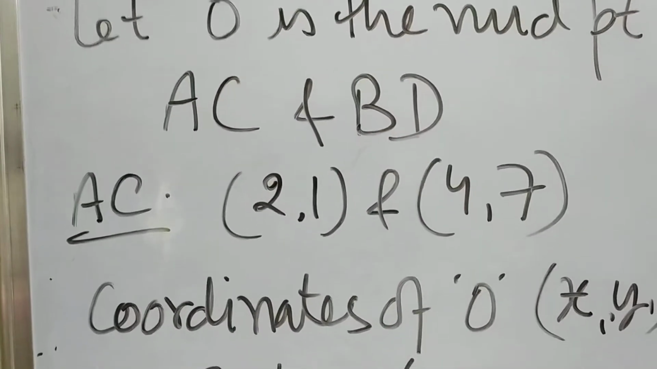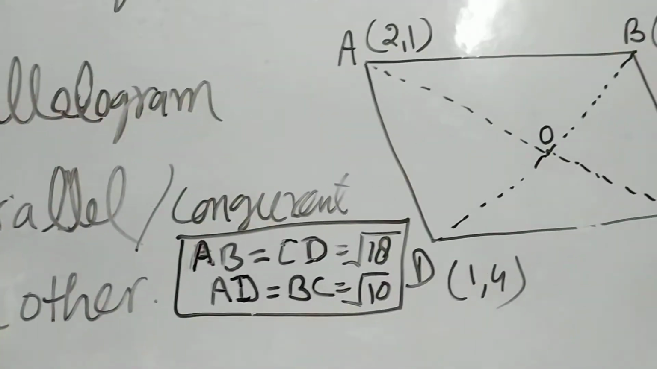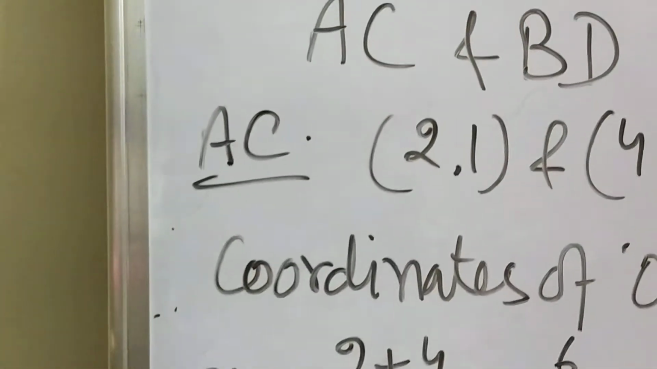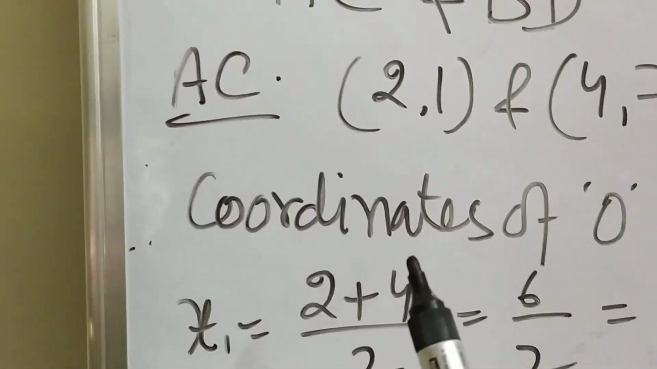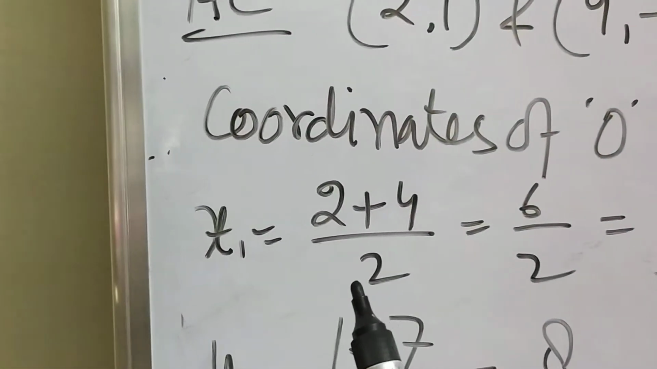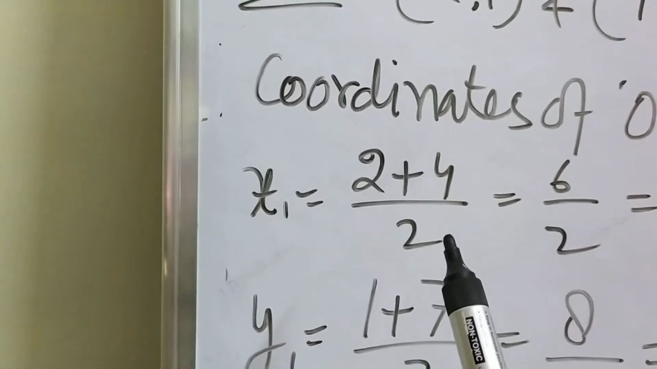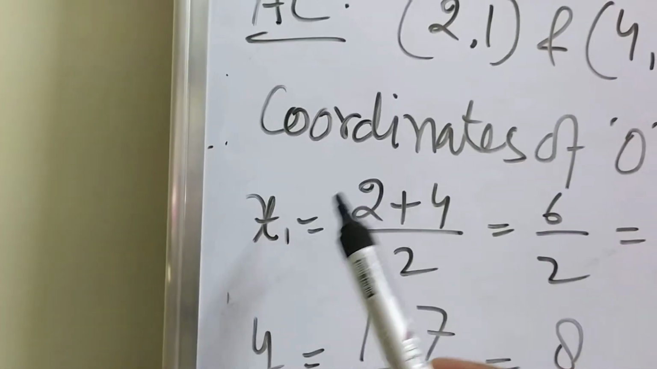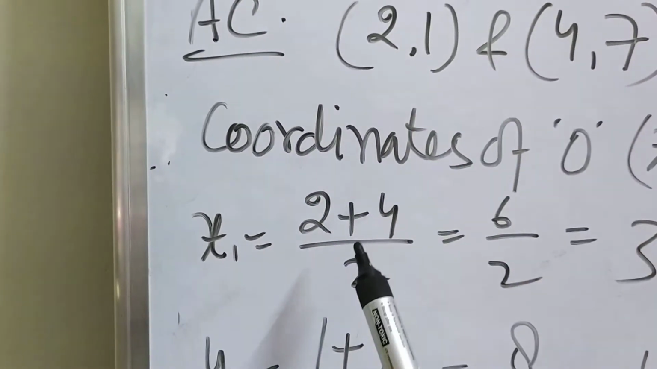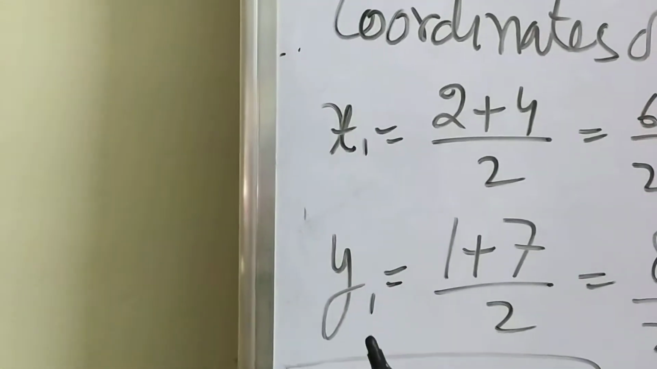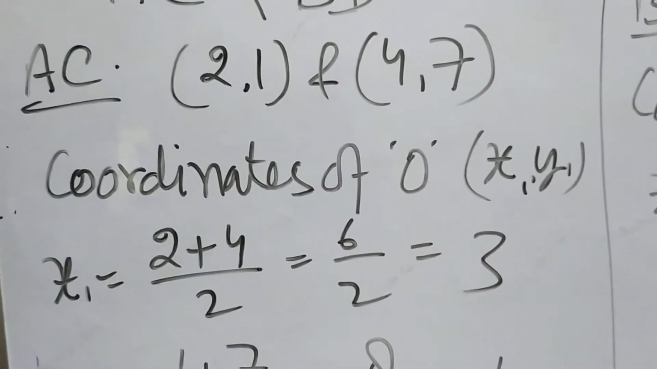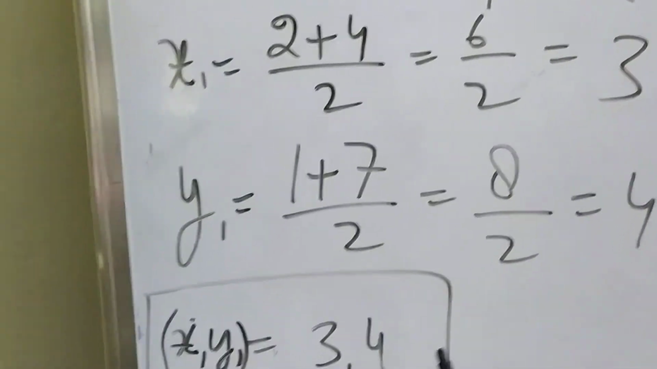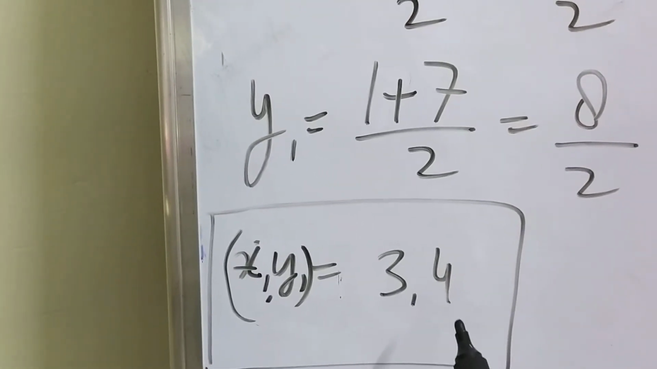Now considering AC, the coordinates of AC are 2, 1 and 4, 7. So we have taken 2, 1, 4, 7. Now for the coordinates of O, x1, y1, we know that the abscissa and ordinate are calculated by adding both and dividing by 2. That means x1 equal to 2 plus 4 by 2, 6 by 2, 3. Similarly, y1 equal to 1 plus 7 by 2, that is 8 by 2 equal to 4. So x1, y1 equal to 3, 4.